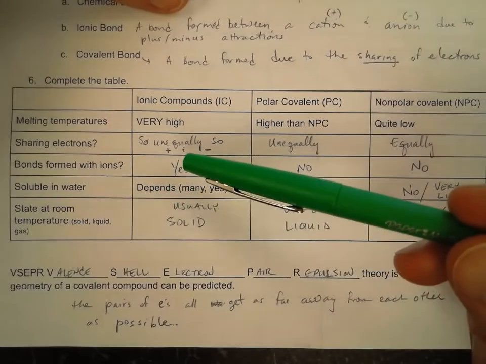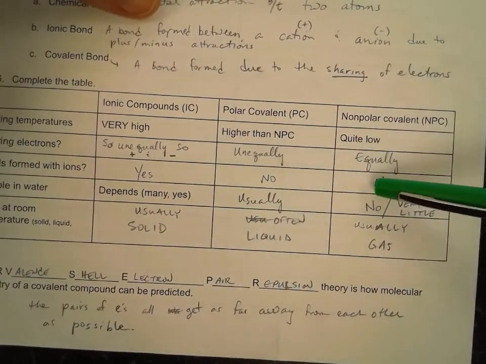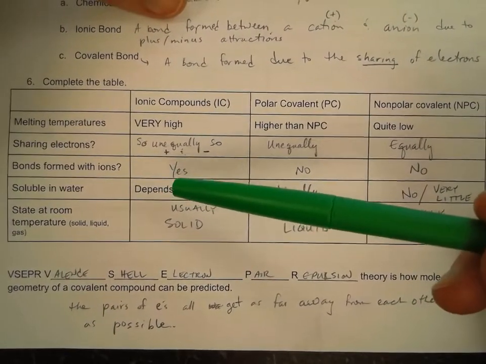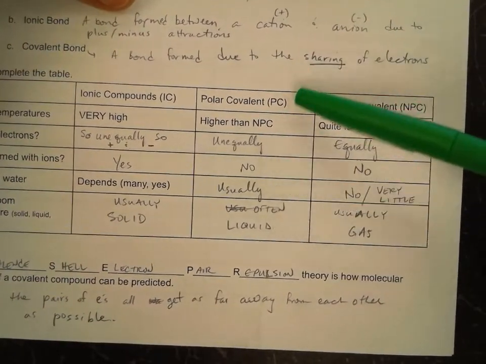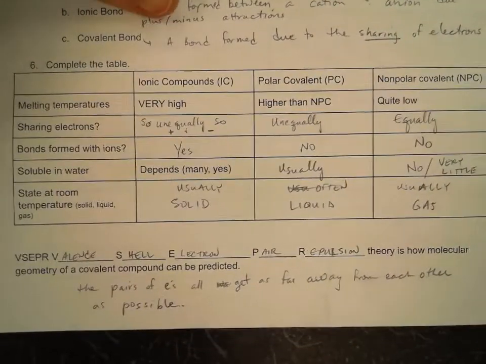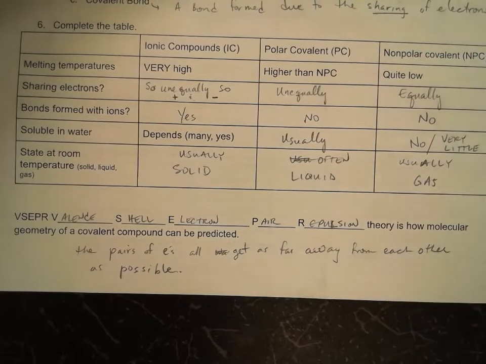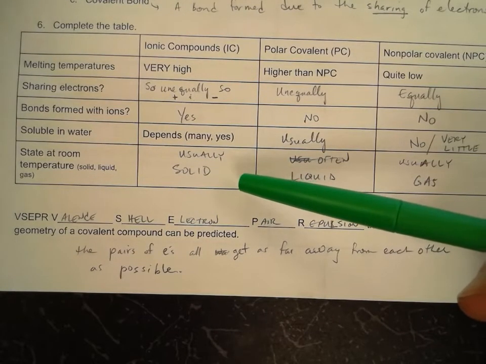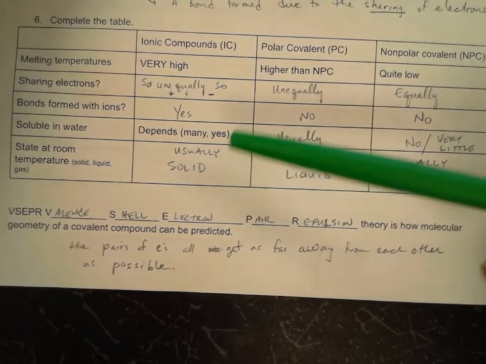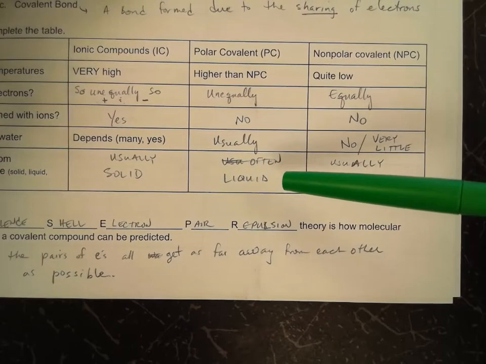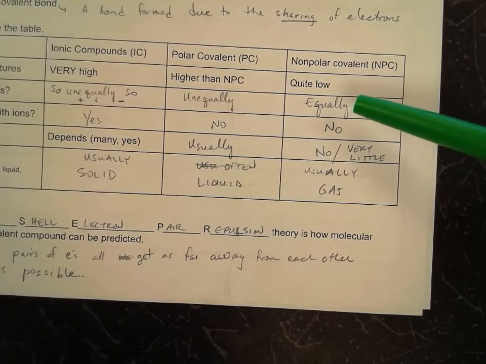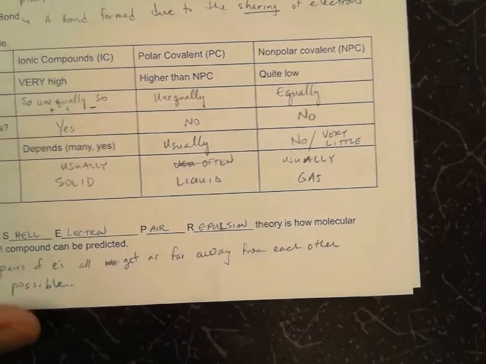Do bonds form in ions? Well, with ionic compounds, they do. And we would say there aren't ions in the covalent compounds. Generally, we'd say ionic compounds are soluble in water, polar compounds are usually soluble in water, and nonpolar compounds tend to be very low in terms of their solubility. And then just a broad brush generalization here, we would say at room temperature, ionic compounds almost universally will be a solid. A polar covalent would probably be a liquid, could be a gas, but in general we'd say probably liquid, and then nonpolar more than likely would be gases.